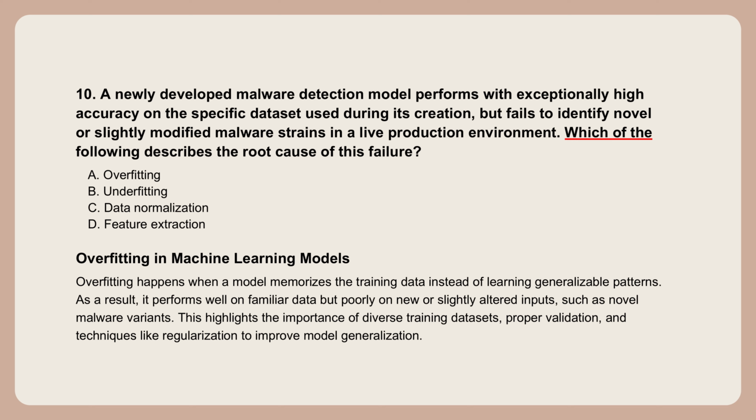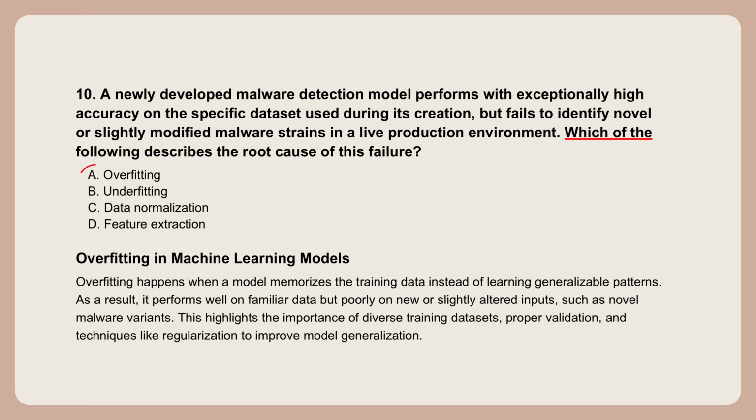The correct answer here is A, overfitting. According to the source material, overfitting happens when a model learns the training data too specifically. Because it memorizes the quirks of the training data, it loses the ability to generalize and handle new, unseen data. Oh, so in this scenario, the malware model works incredibly well on the old data it was trained on, but it completely fails on new or slightly changed malware in the real world.